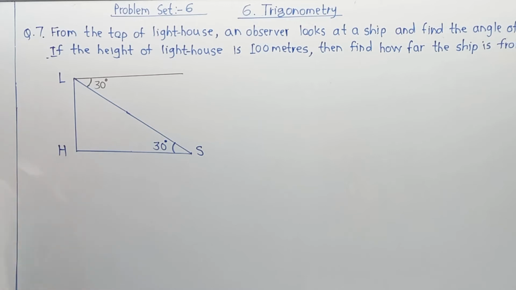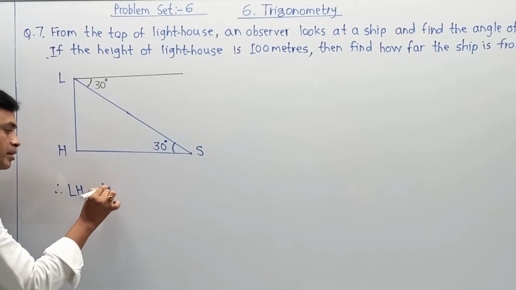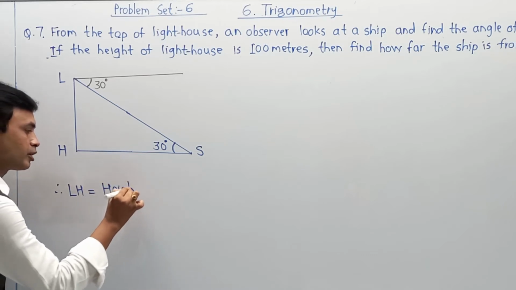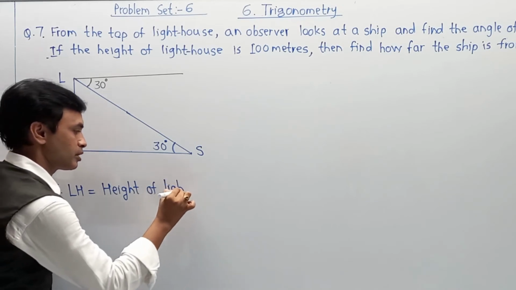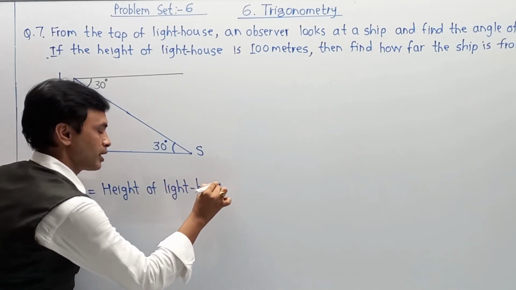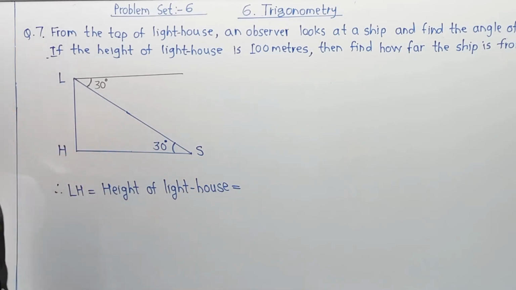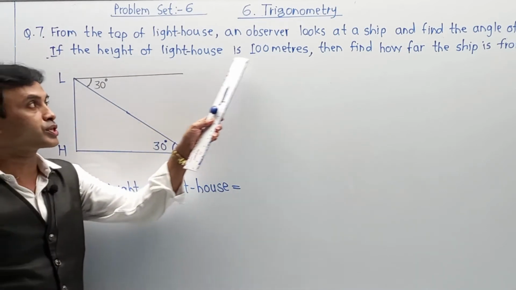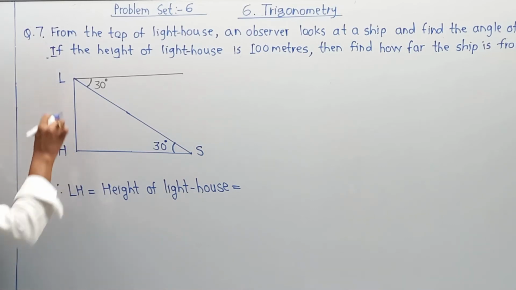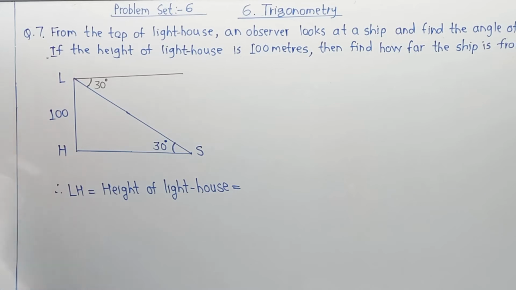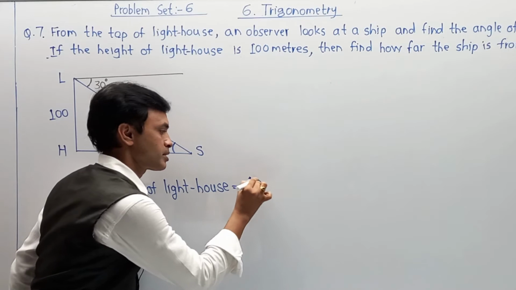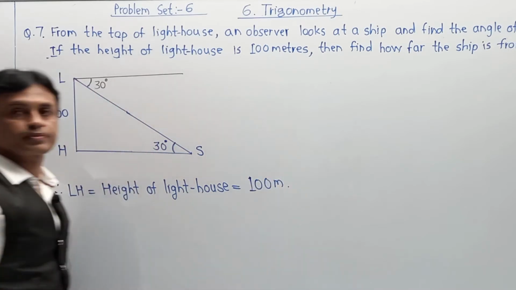LH, that is the height of the lighthouse. So I am going to write the first part, LH, and that is nothing but the height of the lighthouse. And in the numerical, remember, they have given that the height of the lighthouse is 100 meters, means this LH, this height is already given by them as 100 meters.